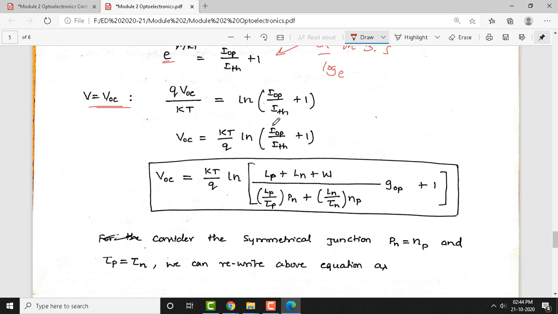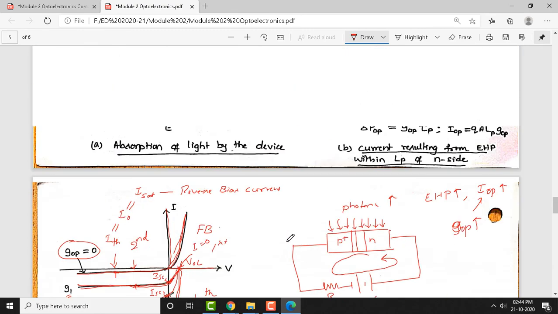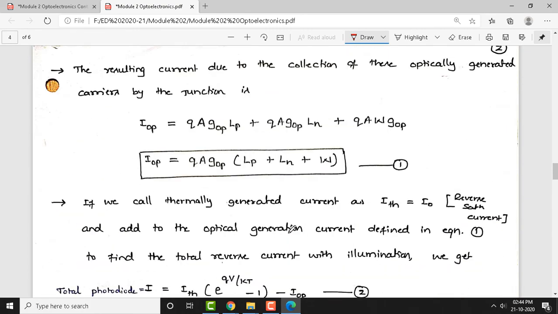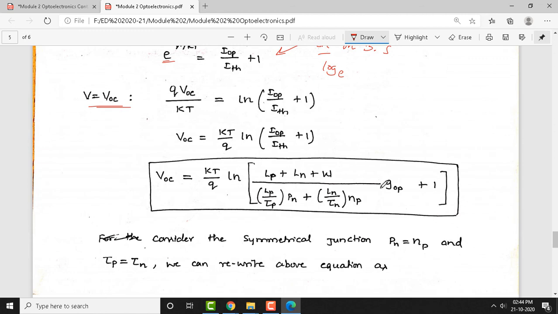Now we can further simplify this by substituting for I_op. I_op is already known. What is I_op? The total current, which is nothing but this current. This is I_op, equation 1. So, you can substitute from that equation 1 here: G_op times (Lp plus Ln). A few terms get cancelled, the q and the denominator here. You can see that the simplified equation is given here: Lp by tau_p times pn plus, this is I_th, nothing but the reverse saturation current, Ln by tau_n times np, into G_op plus 1 here.